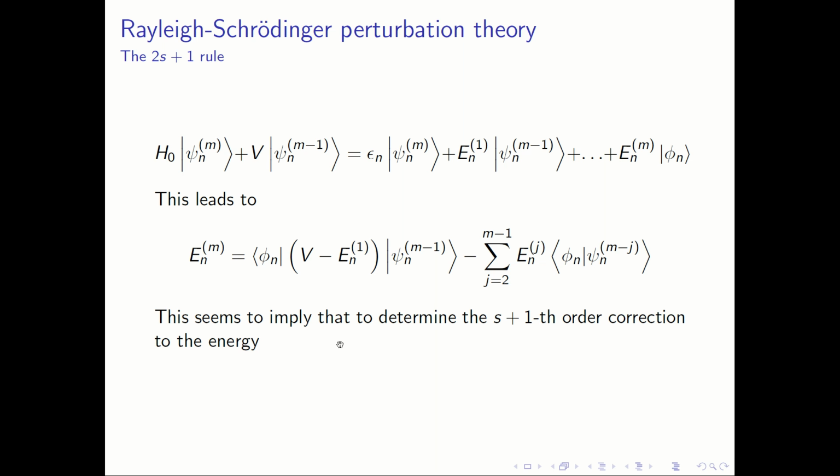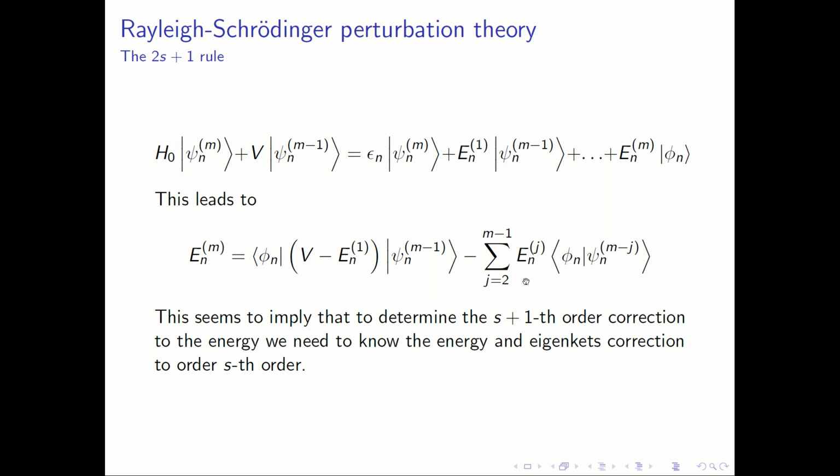So in order to determine the s plus 1th order correction to the energy from this formula, it appears that I will need psi ns here, so the sth order wave function correction, and this sum, well, since I'm putting m equals s plus 1, this sum goes all the way up to s, so I will need all the Enj up to Ens. Right? So if you are going to directly calculate the energy correction from this formula, this seems to be the best you can do. In order to get the s plus 1th order energy correction, you need every correction till the previous step.